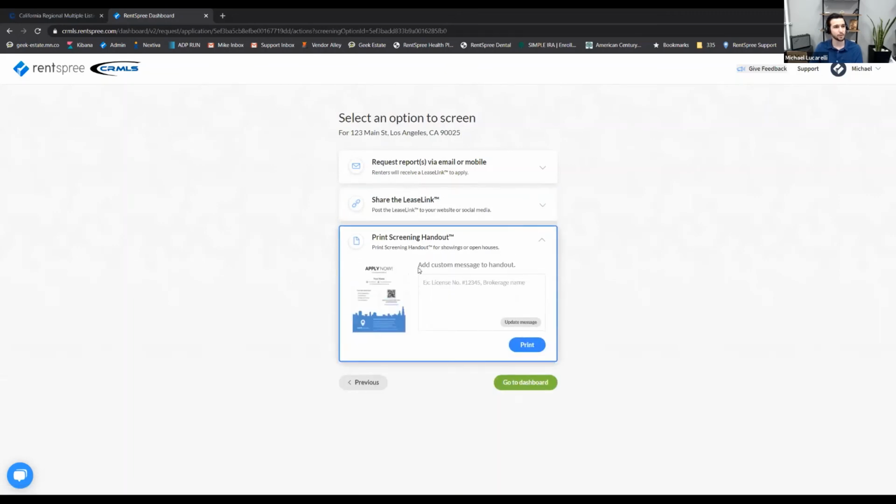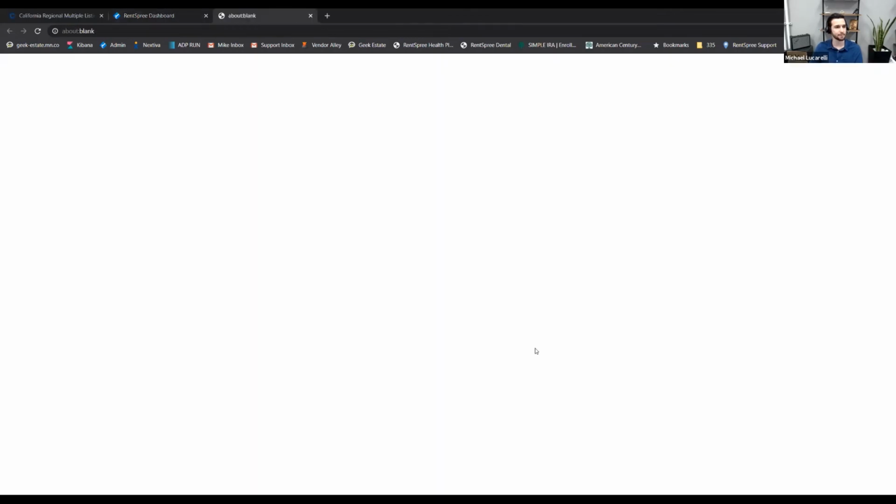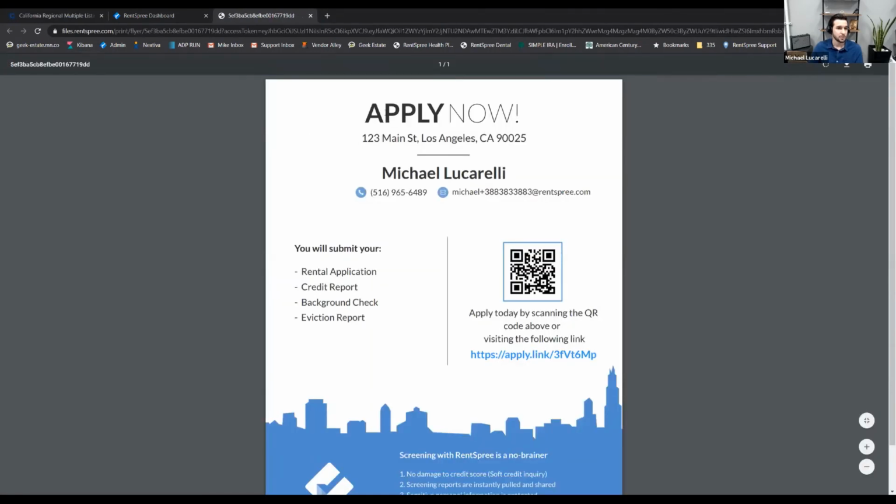Finally, for when we are doing showings more frequently, we also provide a screening handout, and we can take a look at it here. It's a one-page handout that includes all the information that's needed to make a decision about an applicant. The link is here, as well as the QR code for your property's application page.